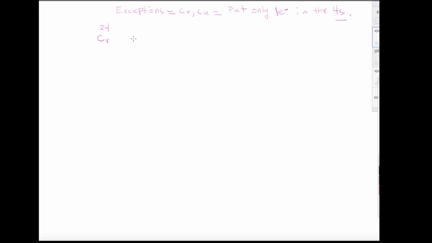All right, so the configuration here is going to be 1s2, 2s2, 2p6, we're at 10, 3s2, 3p6, we're at 18, and then we're going to have 4s1, 19, and then we're going to have 3d5. And that should give us 24 electrons. So we had 18 here, 19, 20, 21, 22, 23, 24. Did I say 25? I meant 24 electrons. It has 24 total electrons. I don't remember what I said. It's too early in the morning.